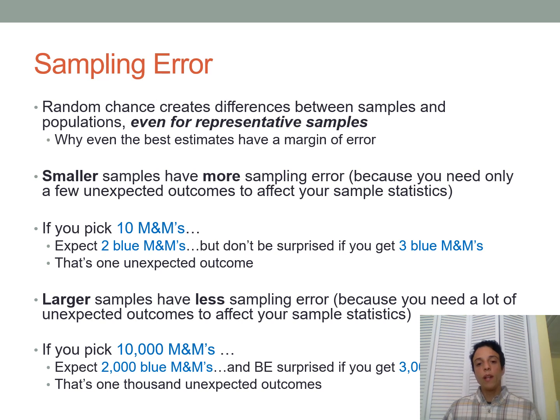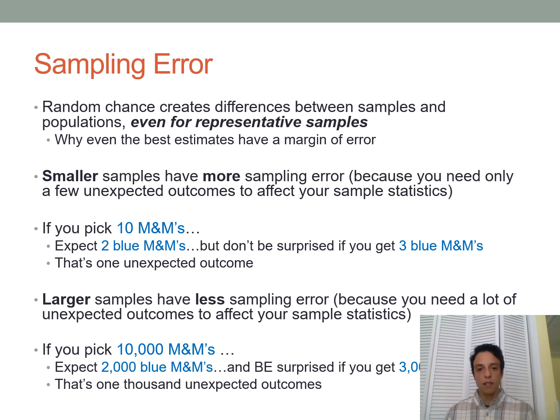And so we had to have 1,000 unexpected outcomes to get a sample that is as different as 20% and 30% when we had a sample of 10,000 M&Ms, as opposed to that one extra M&M we needed to get a sample characteristic as different as 20% and 30% when we had a small sample. And the main idea here is that the bigger your sample is, the more times you're recording outcomes, the more likely it is that unexpected things are going to even out over time.